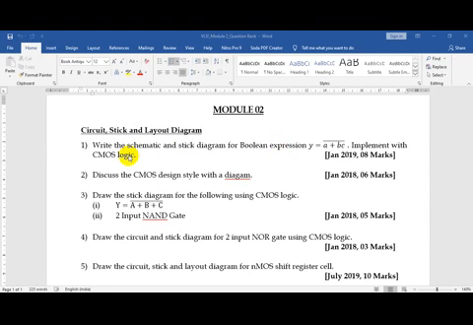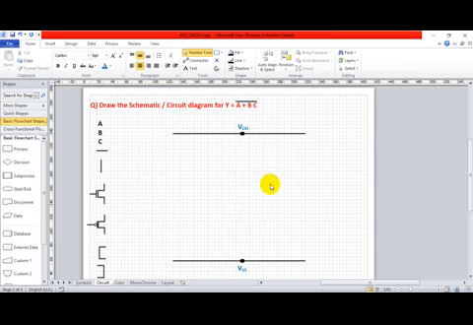So we shall solve one examination problem. Write the schematic and stick diagram for the Boolean expression Y = (A + BC)' and implement it with CMOS logic. We shall first implement the schematic, then later when we take up the stick diagrams we will implement the stick diagram. So the expression is Y = (A + BC)'.